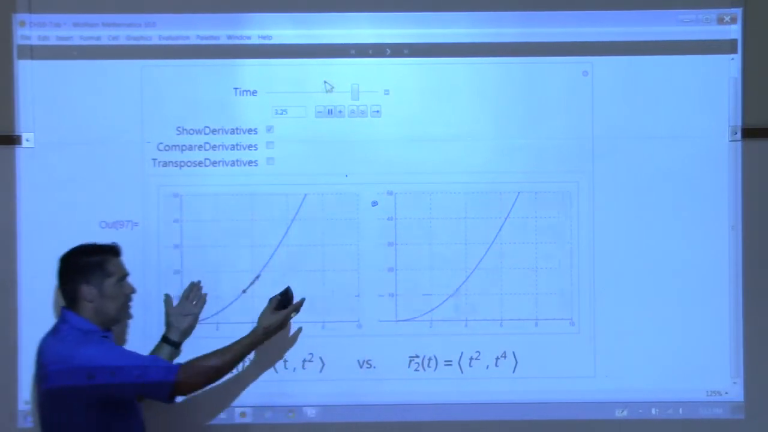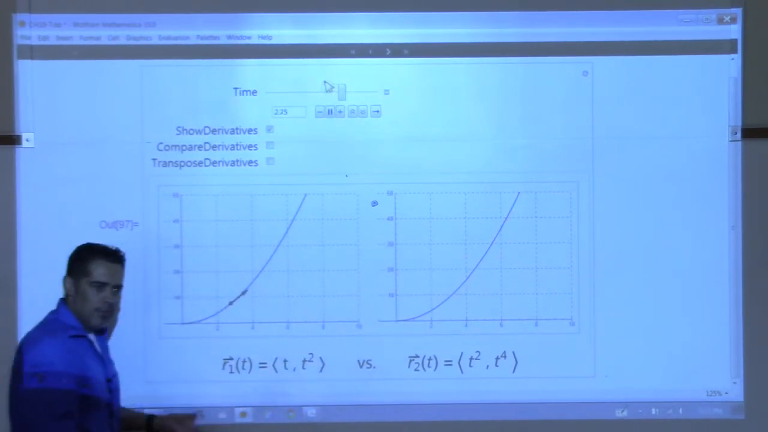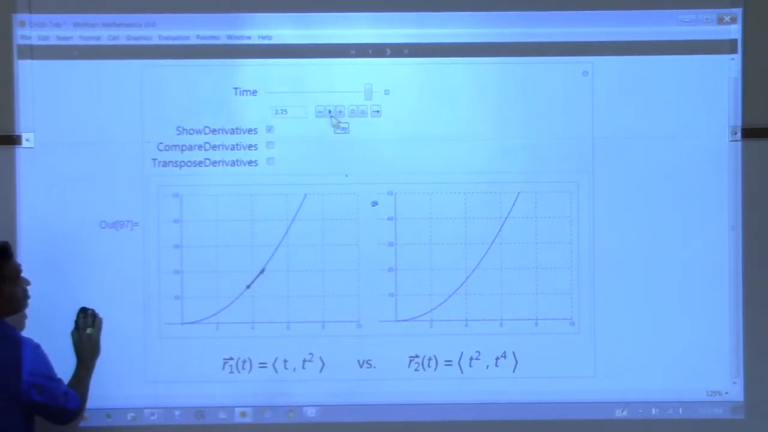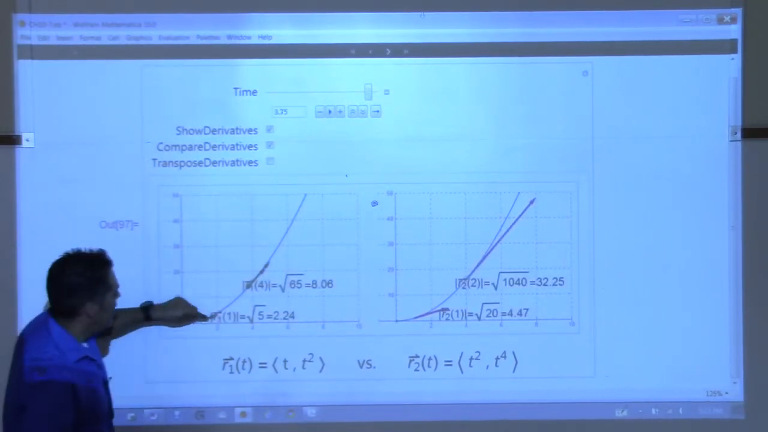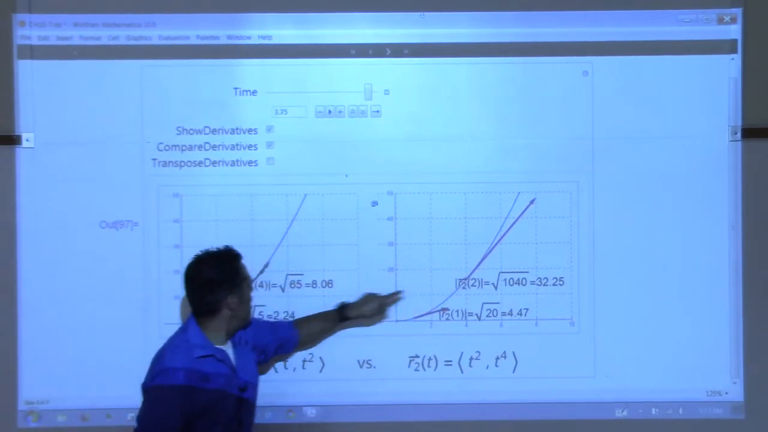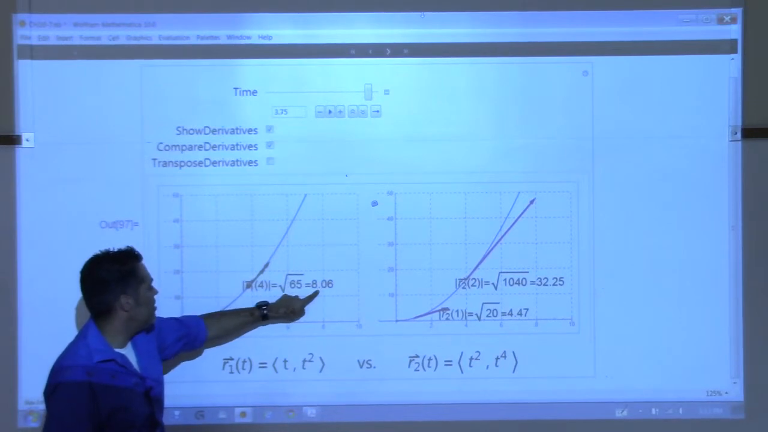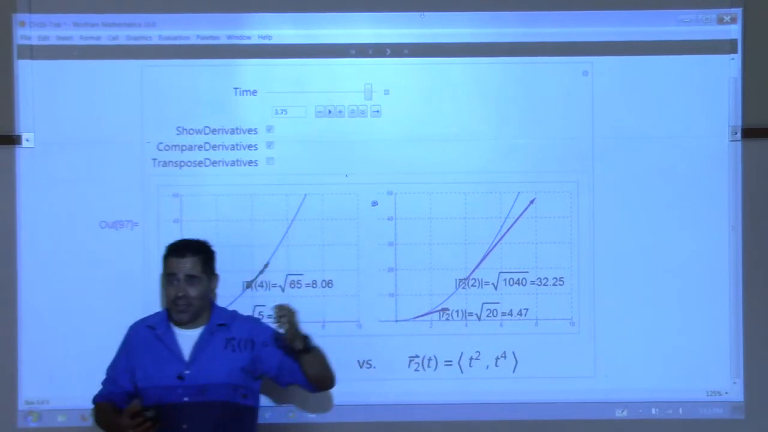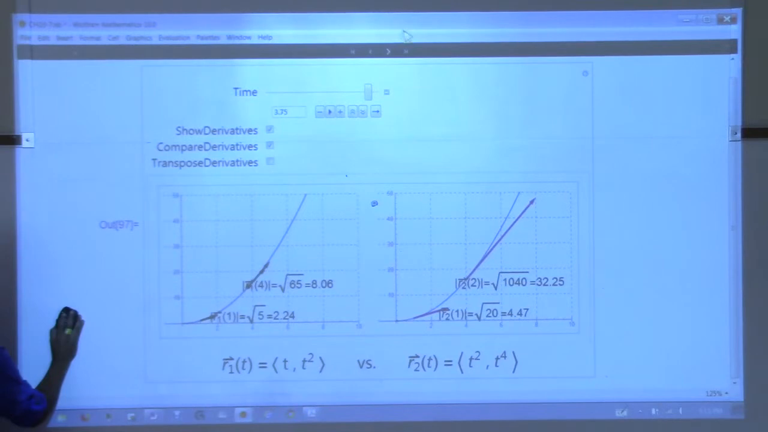So two different functions draw the same curve, but at different rates, and the derivatives show us that difference. Again, there's a lot of information stored in these derivatives. We can compare them at corresponding points on the curves. You can see the magnitude of this derivative is 8.06. That's how long that is. But over here, the length is 32.2. So somehow that length is telling us how fast, and that's what the next note is about.